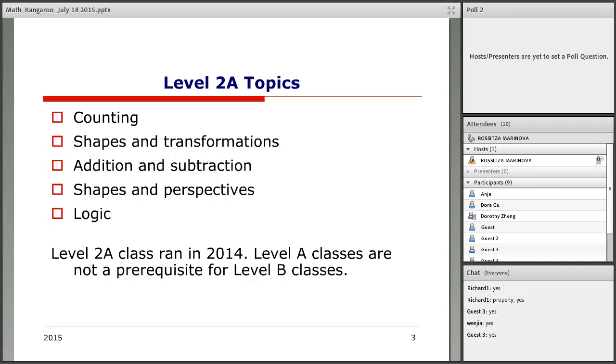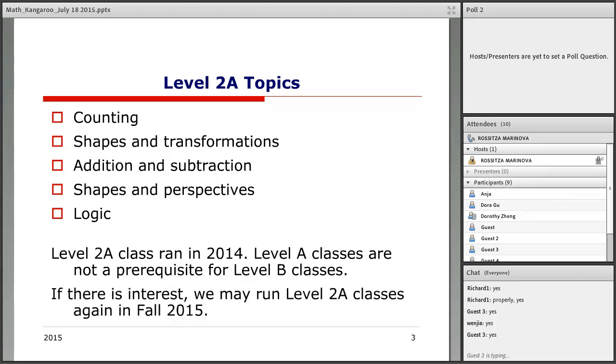Now, as I mentioned, this level 2A class was run in 2014, and so it's not a prerequisite for level B classes, which we are going to begin. However, if there is interest for 2A class, then we might offer it again in fall 2015. But today, we will be reviewing.